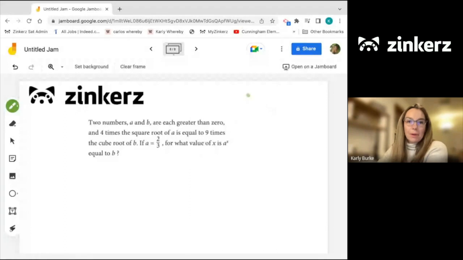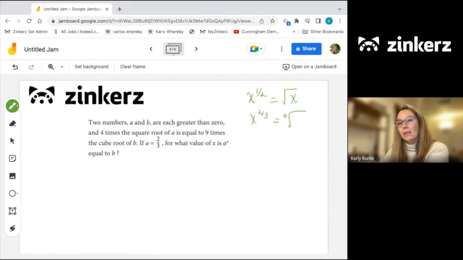It's important to remember how to use rational exponents, and those are fractional exponents. So if you remember, x to the 1/2 is the same thing as the square root of x. If I have x to the 2/3, that's the same thing as the cube root of x squared. So let's take a look at this problem.